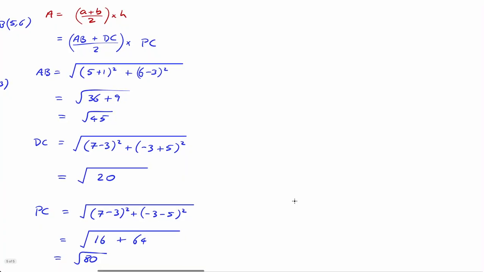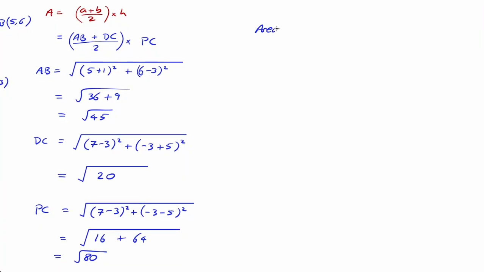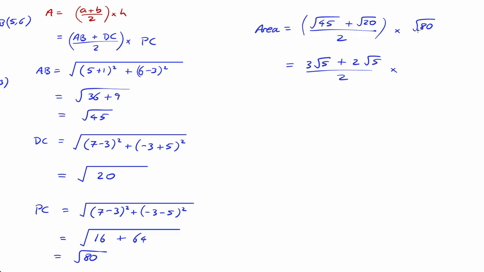Let's just sub these into the formula. So the area equals A plus B. So that's going to be this plus this. So it's root 45 plus root 20 over 2 times root 80. You could do that on the calculator, guys. I'm just going to do it here. This is 3 root 5 because it's root 9 times root 5. This is 2 root 5 because it's root 4 times root 5, all over 2 times, this is root 16 root 5, which is 4 root 5. All of this is multiplied. This goes once, this goes twice.